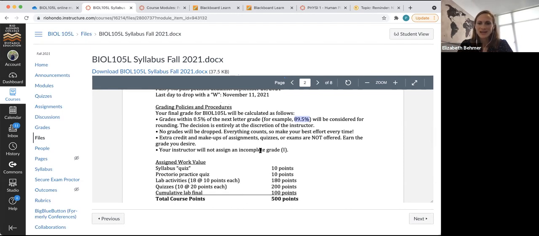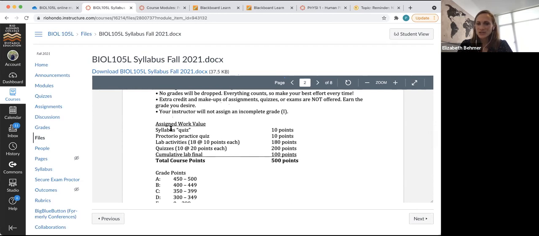I won't assign any incomplete grades. And here's your assigned work. There's a syllabus quiz and a Proctorio practice quiz, each worth 10 points. The bulk of your points come from lab activities, which are 10 points each. Your lab quizzes are 20 points each.